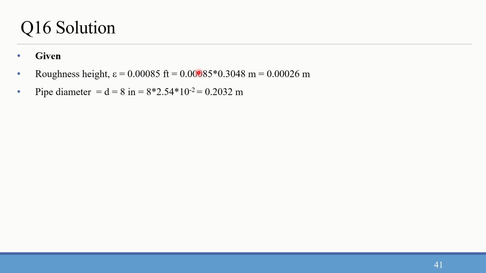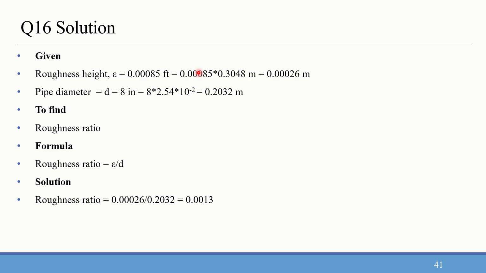And the pipe diameter is 8 inch, so it is 8 into 2.54 into 10 power minus 2. So it is 0.2032 meters. What we have to find is the roughness ratio, and the formula is roughness ratio is equal to epsilon by d. Epsilon is 0.00026 divided by 0.2032. So that gives us the roughness ratio as 0.001279, or 0.0013. So the roughness ratio here is 0.0013.